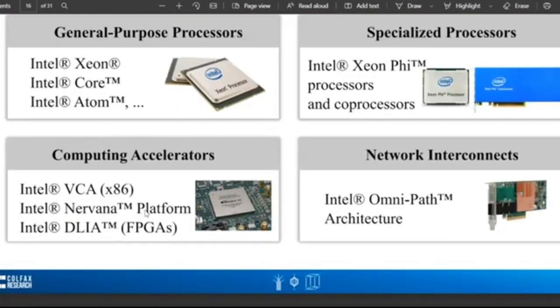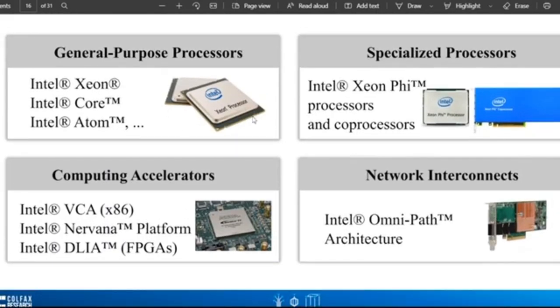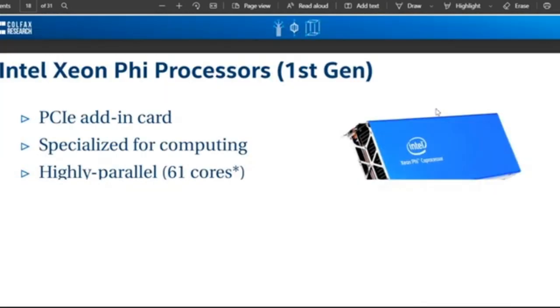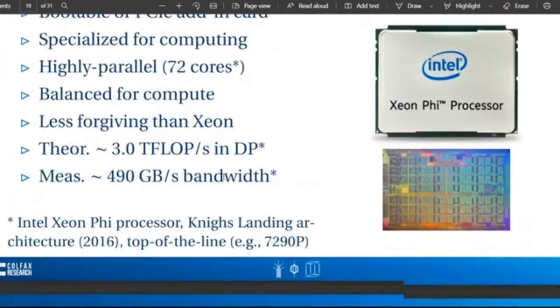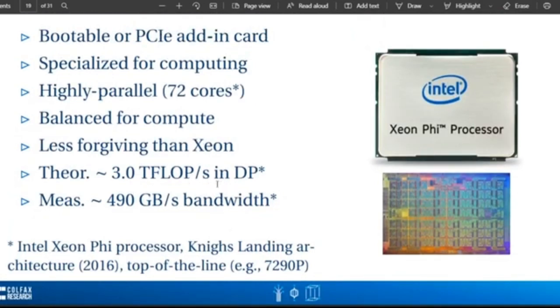Okay, so this is going back a few years. This Intel Xeon Phi processor was discontinued in 2018, but it's still a fantastic processor. It's capable of 3 teraflops per second, and there's a 490 gigabytes per second bandwidth.